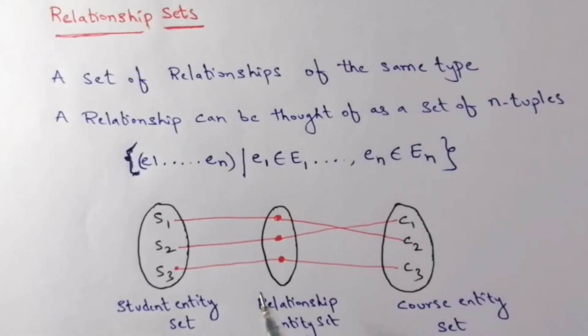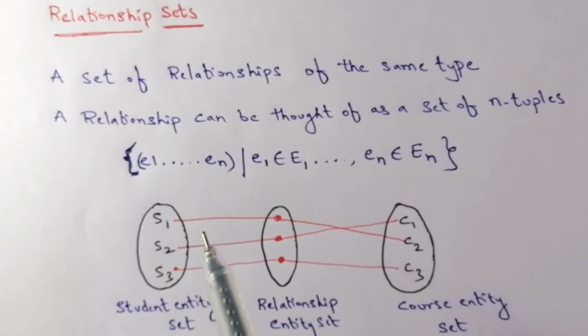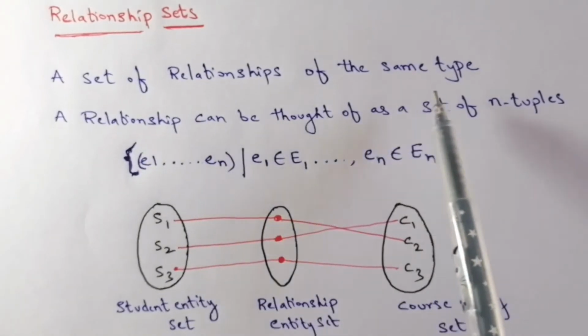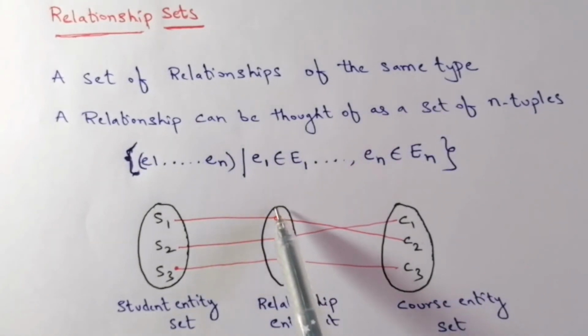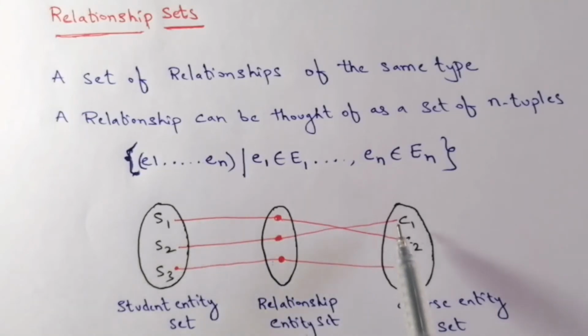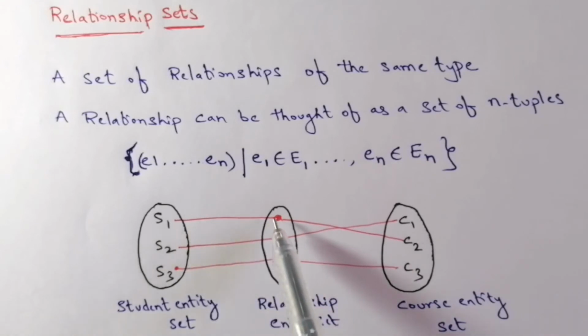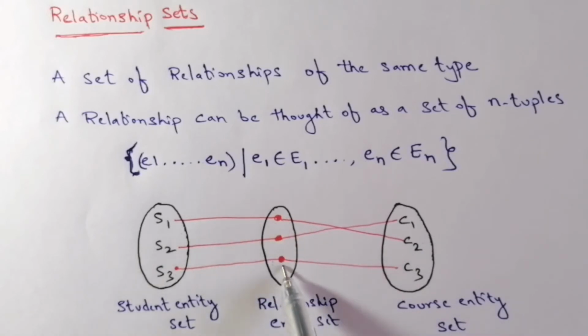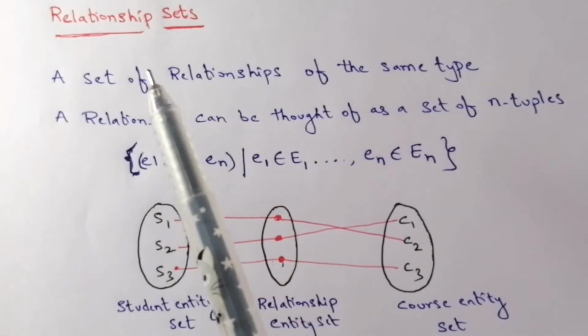Let's next discuss relationship sets. Next topic is the relationship set. A relationship set is the set of relationships of the same type. If we have a relationship with associated entities, all of which participate in the relationship, and if they are of the same type, then we call it a relationship set.